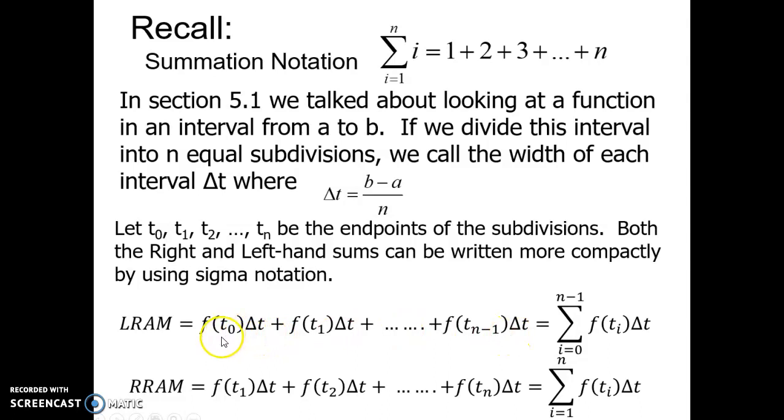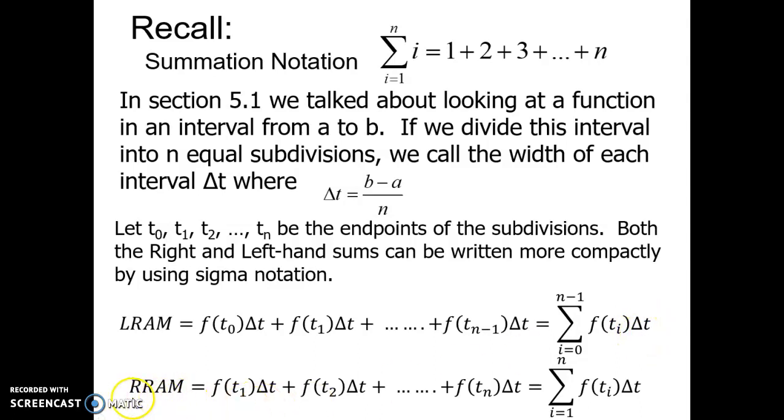And we would find each one of those rectangles, length times width, length times width, length times width, and then add them up to get our LRAM, or left-handed rectangular approximation method of the area underneath the curve. Now, we can write this more succinctly by using summation notation. We could say this is equal to the sum from i equals 0 up to n minus 1 of the value of the function at that particular value, multiplied by whatever the width of each rectangle was, which was delta t.